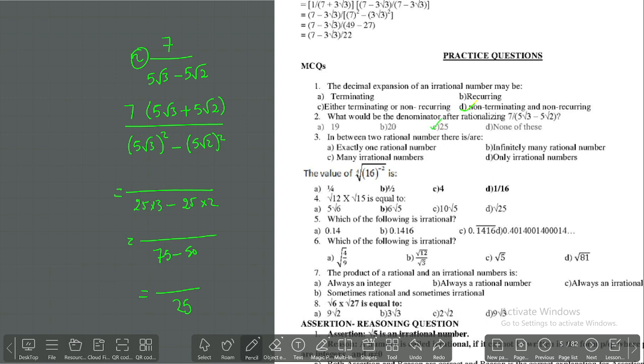Next. In between two rational numbers there are exactly one rational number, infinitely many rational numbers, only rational numbers, or irrational numbers? Infinitely many rational numbers. Right? Next. Value for this one. Next.